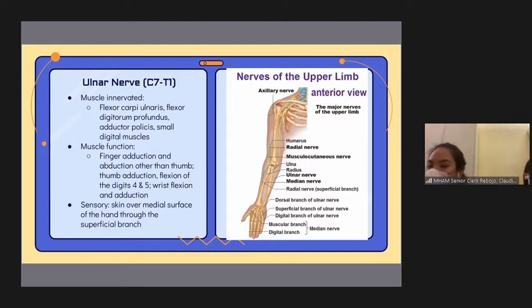Commonly, injury of the ulnar nerve is usually caused by a fracture of the medial epicondyle, which results in a claw hand and can further result in the loss of abduction and adduction of the fingers and flexion of the metacarpophalangeal joints.